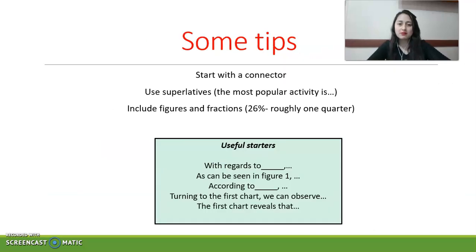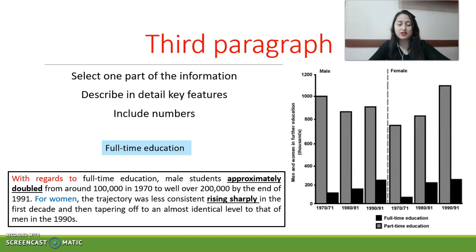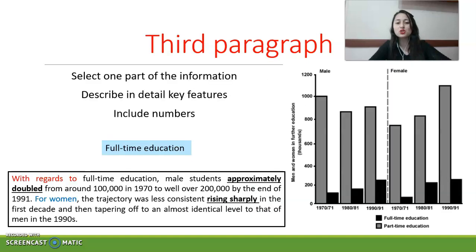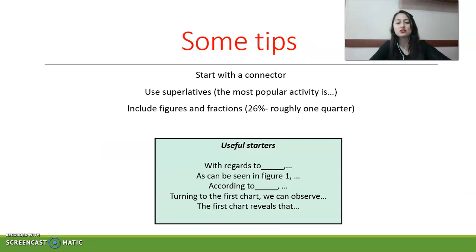Now, some tips. Start with a connector, just as I did: with regards to, or you can use others, such as "as can be seen in figure 1." In the case that you have two figures, use "according to," for example, full-time education. Turning to the first chart, if we had two charts, we can observe, etc.